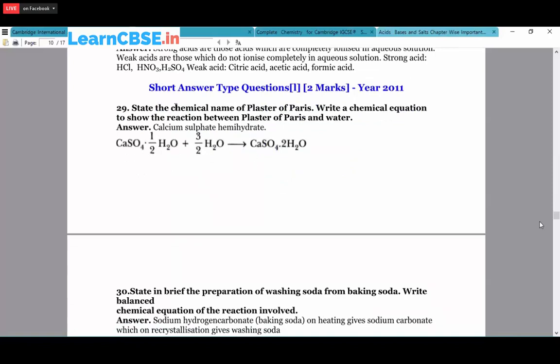State the chemical name of plaster of Paris. What will happen when you add plaster of Paris to water? CaSO4.1/2H2O, calcium sulfate hemihydrate, we call it plaster of Paris. When we mix it with water, we will get CaSO4.2H2O. This is what we call gypsum.